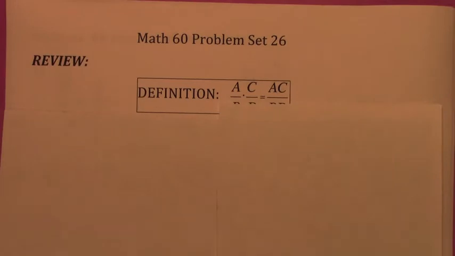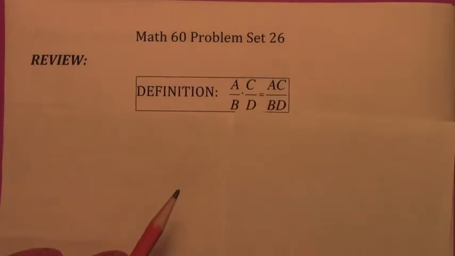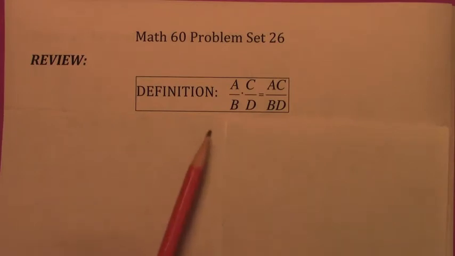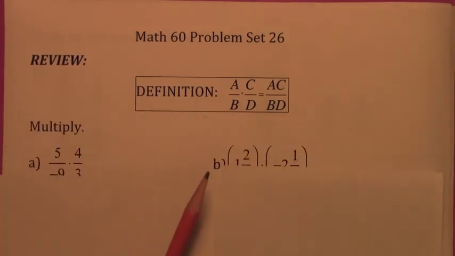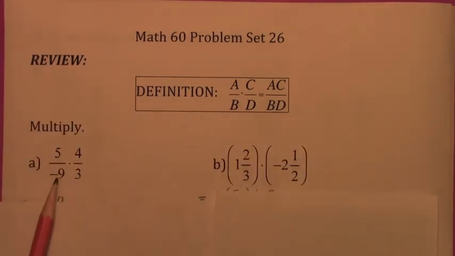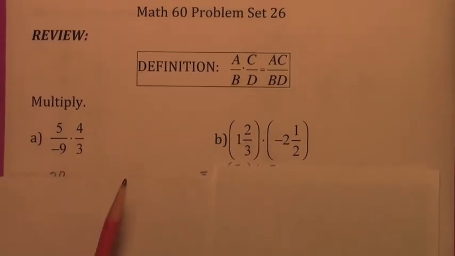Well, let's see. We're going to be talking about reducing fractions in the next problem set. In problem set 26, you're kind of laying the foundation for how to reduce fractions, okay? Here's the idea though. Remember you talked about the definition of multiplication? When you multiply these two fractions together, you multiply straight across. And then, remember, if you have a negative on the bottom, move the negative up to the top.